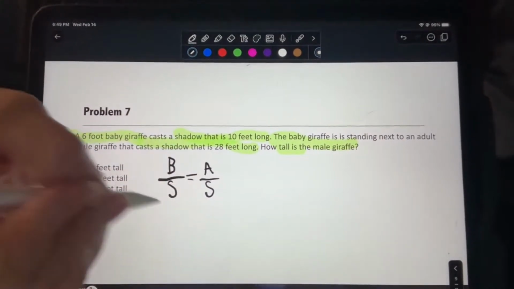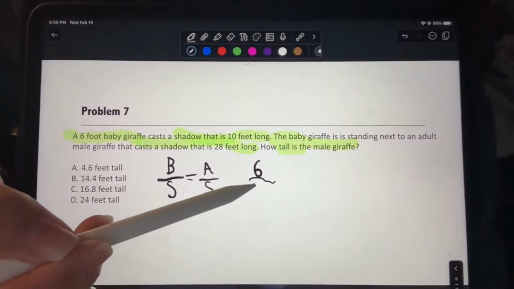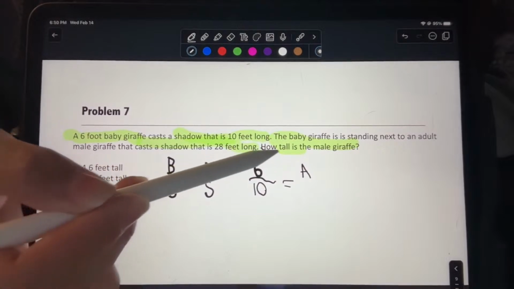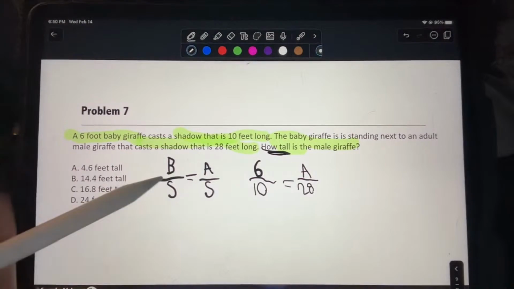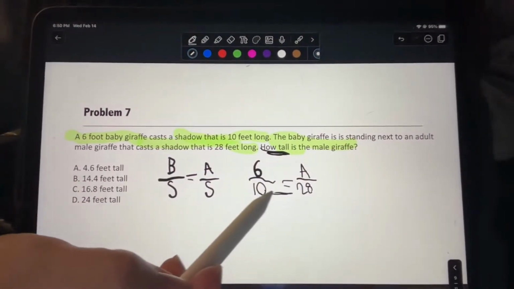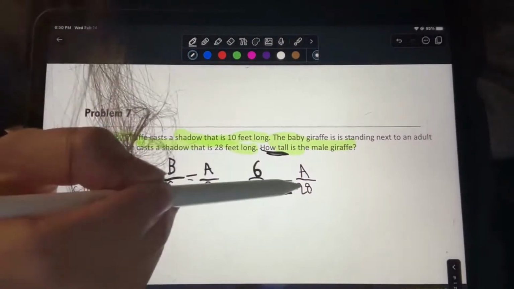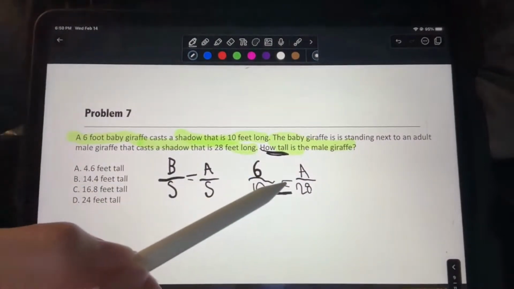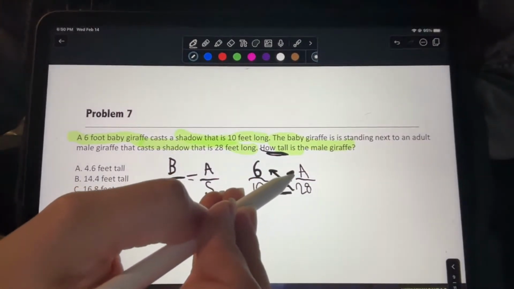So I'm going to plug in my numbers. Baby giraffe is 6. Baby giraffe has a shadow of 10. Adult height, we don't know. That's what we're trying to find. Adult shadow is 28. Now, if this relationship was easy to see, like if this was a 20 right here, then I could just go 10 times 2 is 20, 6 times 2 is 12. That's my answer. But this relationship is not easy to see, so I'm going to cross multiply to solve.